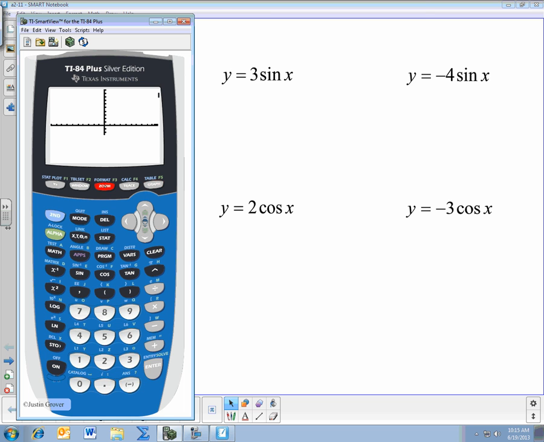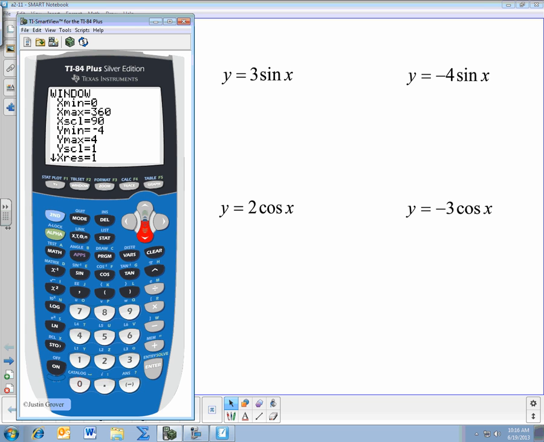But if you hit zoom and then trig, which is number 7, so zoom 7, you're going to get a much more accurate looking graph. Anyway, this is what your sine graph looks like. I'm just going to change my window a little bit to go from 0 to 360. This is handy, to be able to change your window. Sometimes they give you a picture of something and you can change your window to match it to compare pictures, but we'll talk about that later on.